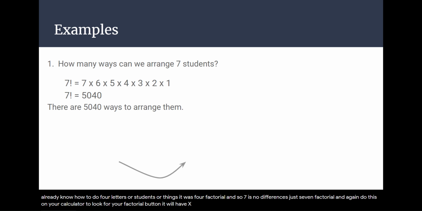And again, do this on your calculator, look for your factorial button. It will have x exclamation mark or n exclamation mark or something along those lines, and it could be under your PRB function, depending on your calculator.